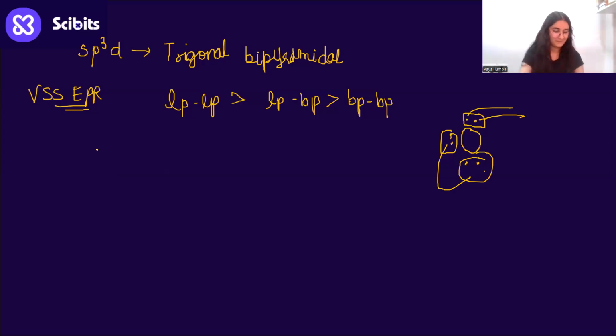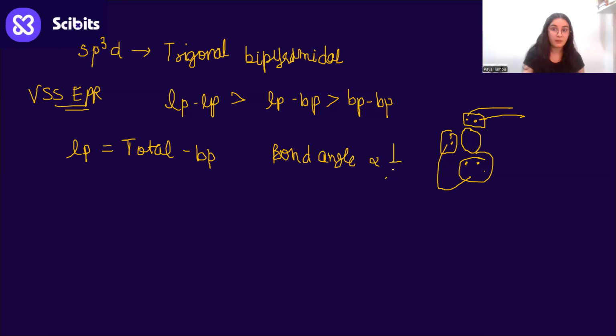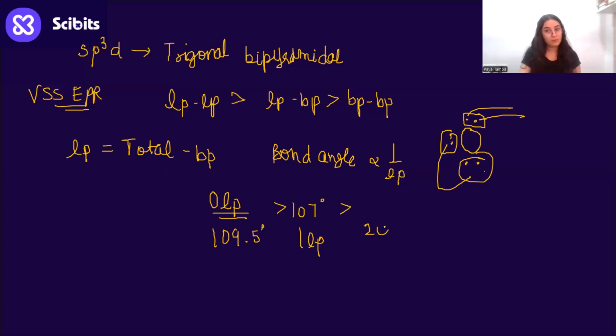So how do we find the number of lone pairs? That is the total number of electrons in the outermost shell minus the electrons which are participating in bond formation. Okay. And there is one more relation, that is bond angle is inversely proportional to the number of lone pairs. For example, if there is no lone pair, then the angle will be 109.5 degrees. If one lone pair is there, then the angle will be 107. And if two lone pairs are there, then the angle will be 104.